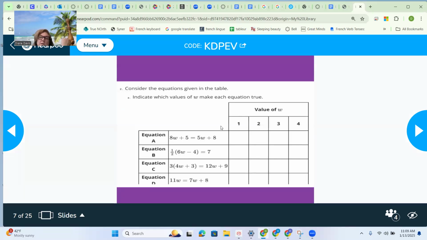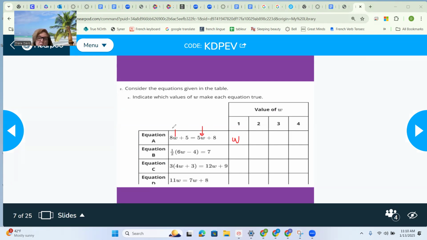And what you want to do here is substitute the 1 in each. See which numbers make the statement true. Like if you plug 1 in for W, would that be true? Would that side equal this side? I'll do one of them before I take attendance. Like if I plug the 1 in there, I get 8 plus 5. And if I plug the 1 in here, it'd be 5 plus 8, which is the same thing as 8 plus 5. So yes, W could be 1.